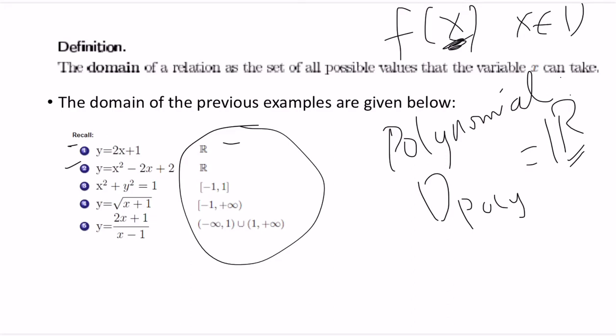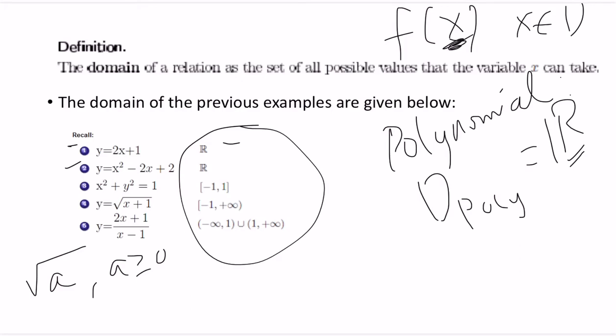Now for number 3, let's just go back to number 3. Let's start with number 4. For number 4, take note that when we talk about square root, say for example square root of a, a must be greater than or equal to 0, because the largest set we are using here is only the set of real numbers. We will not go to the set of complex numbers. So a is greater than or equal to 0.